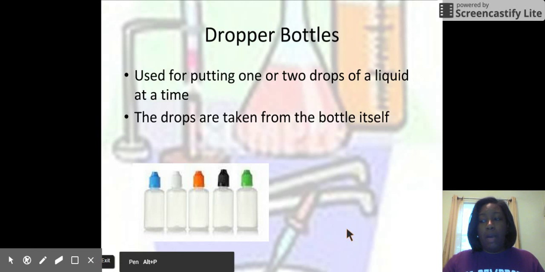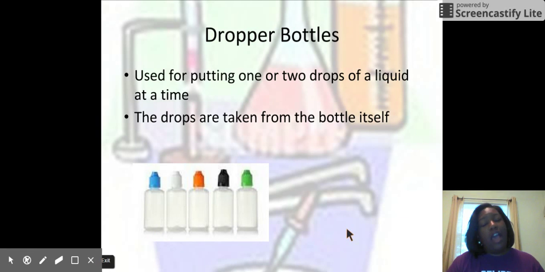All right, so dropper bottles. Similar to the eyedroppers, the difference is that you will have the bottles at your seat, versus the eyedroppers where you will have to go get the liquid out of the beaker, coming from a larger container.